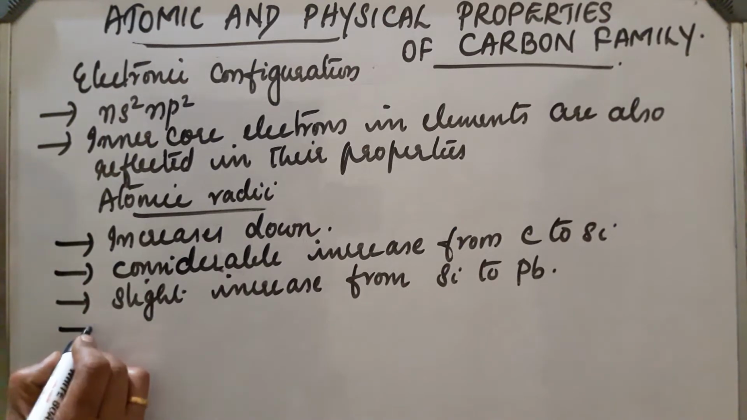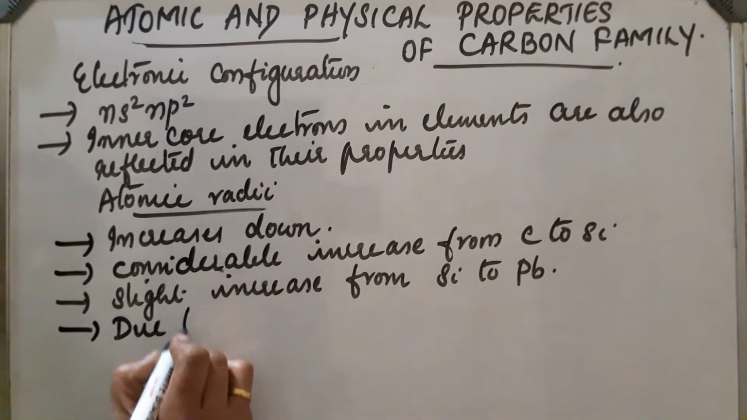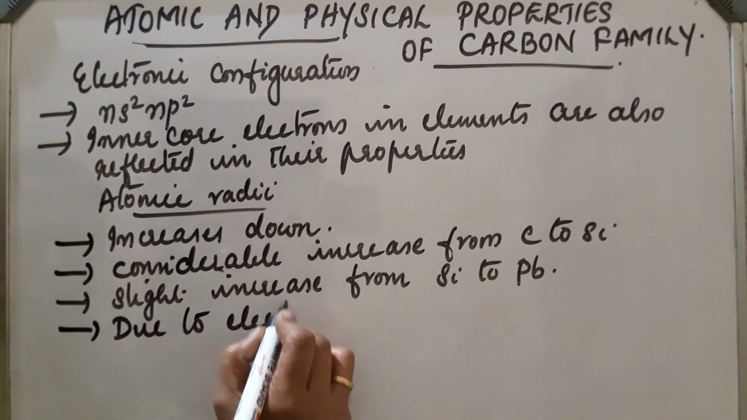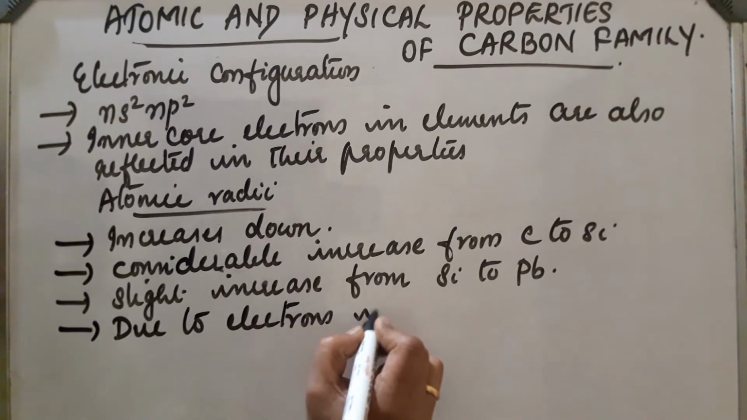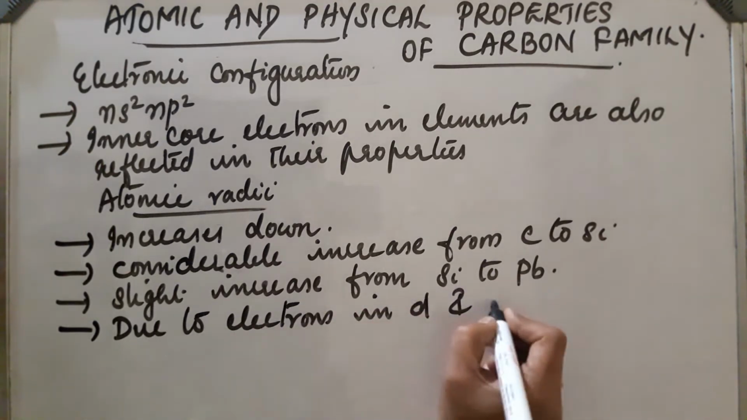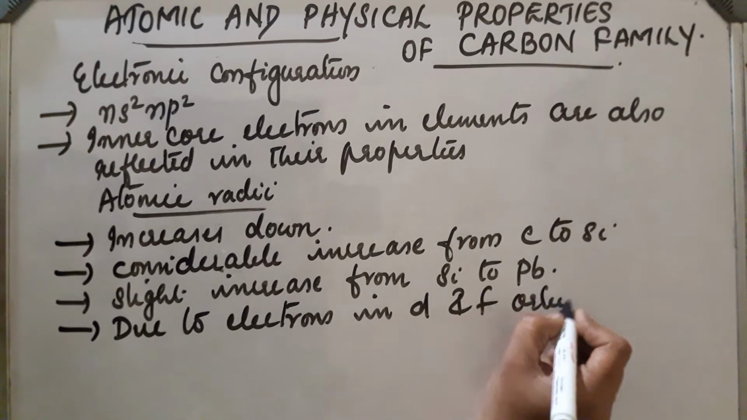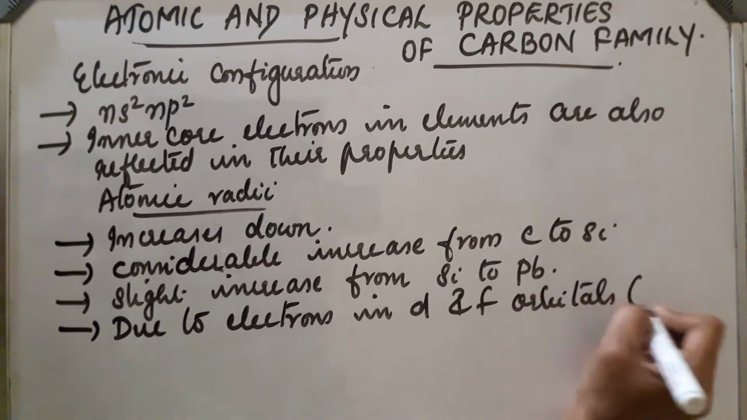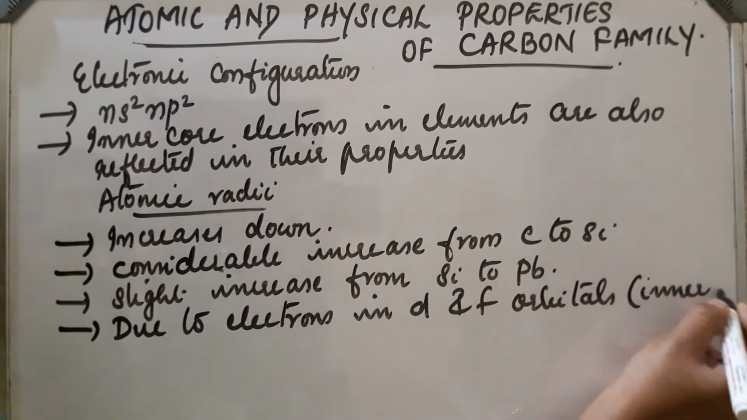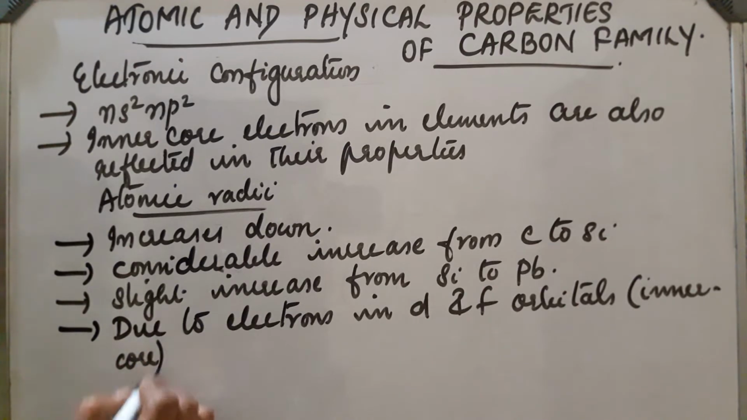Okay, the slight increase is due to electrons in d and f orbitals, that is inner core electrons. They are having poor shielding in the case of heavier elements in the group.